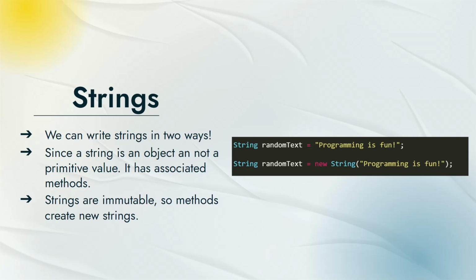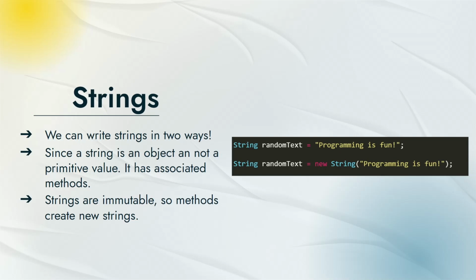So we can write a string in two ways. We can just say String randomText equals "programming is fun". However, we can also write it as if we're creating an object. So we can say String randomText equals new String("programming is fun"). This wouldn't work with int because int is a primitive type. But since String is a class and you can create an object, this will work. You would never do this because there's not really a point, but this is just to learn so that you know that string is not a primitive value.